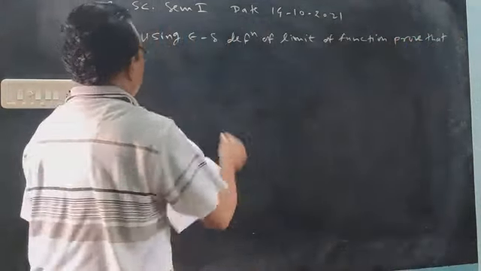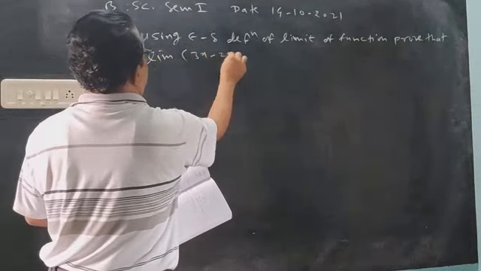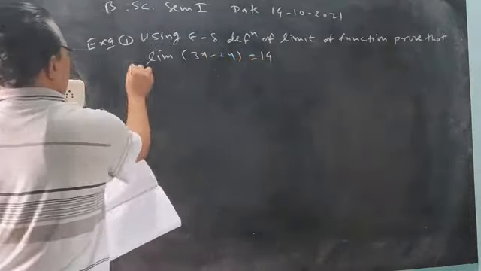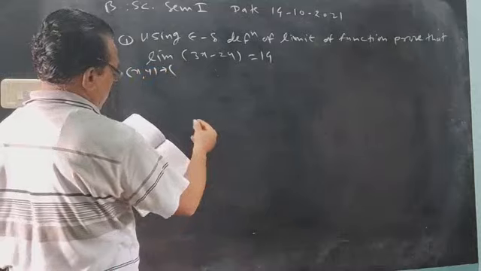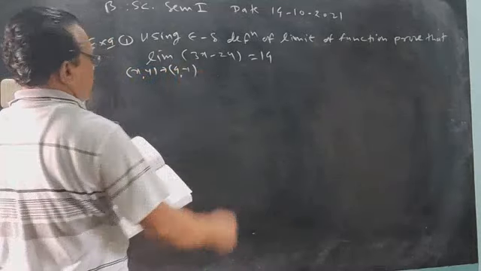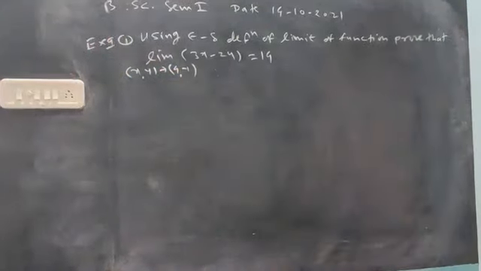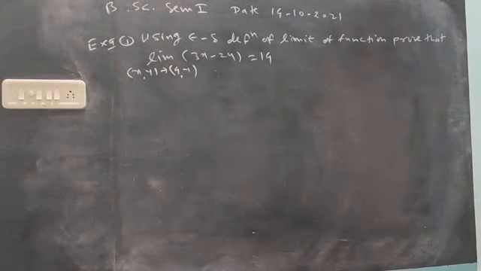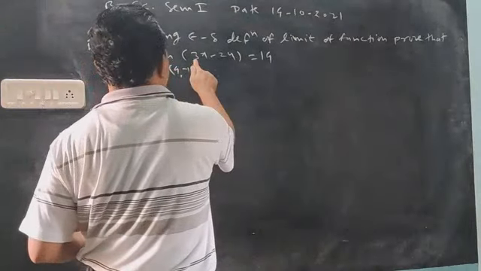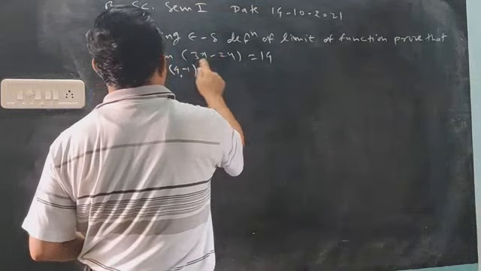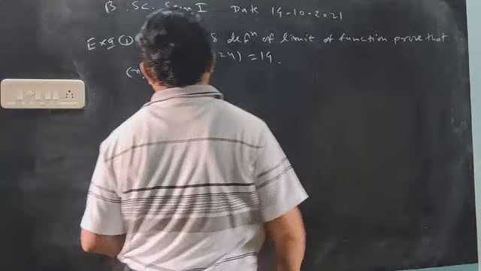Prove that the limit of the function 3x minus 2y will be 14 as (x, y) tends to (4, minus 1), that is, x tends to 4, y tends to minus 1. Of course this limit will be: x tends to 4, 3 into 4 is 12, minus 2 times y into minus 1, minus plus 2, 12 plus 2, 14. Okay, this will be the answer.